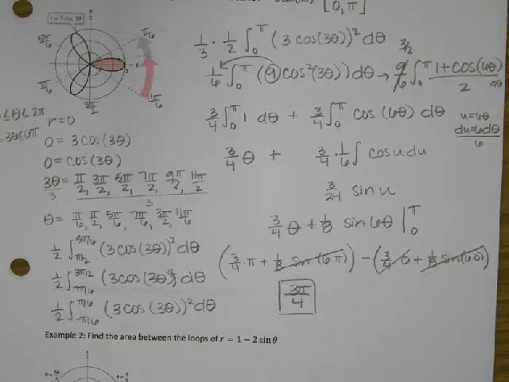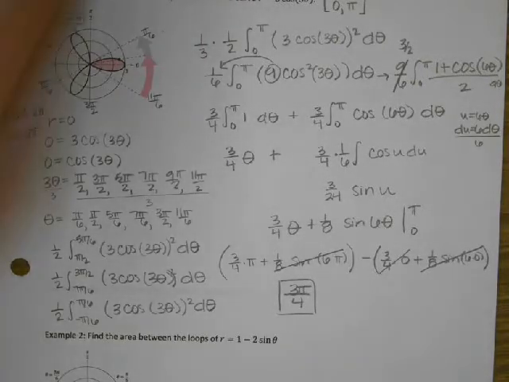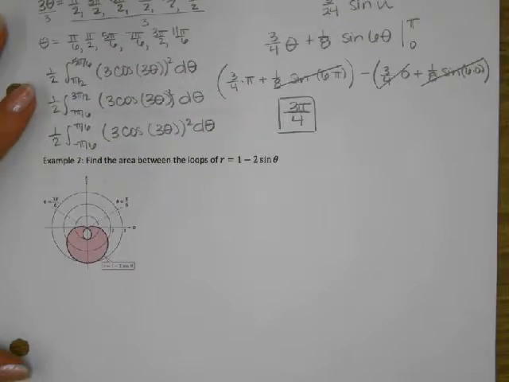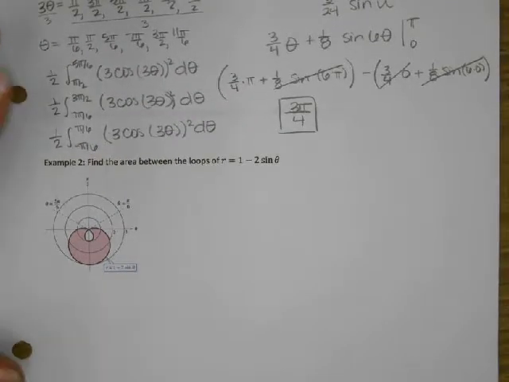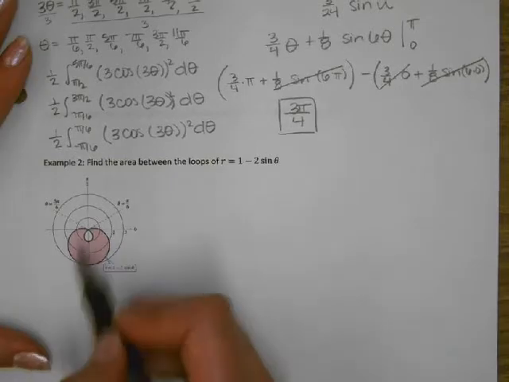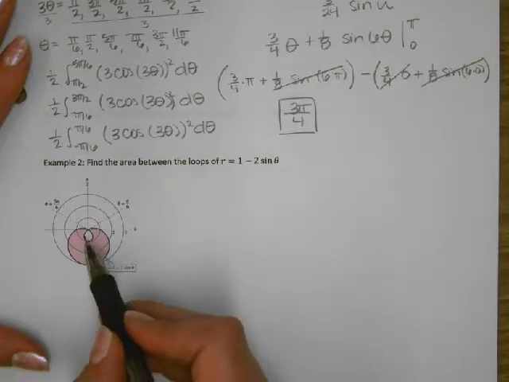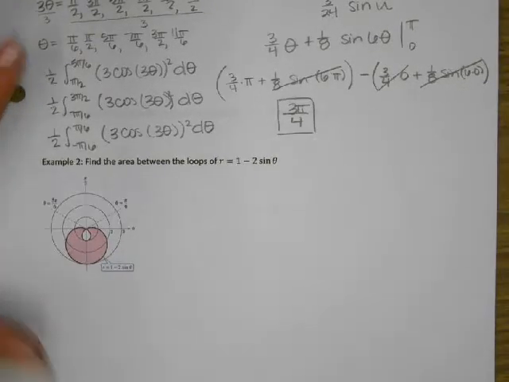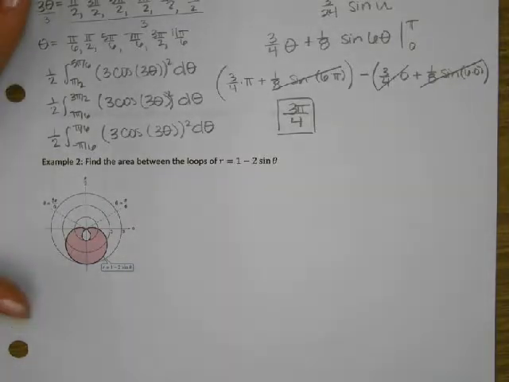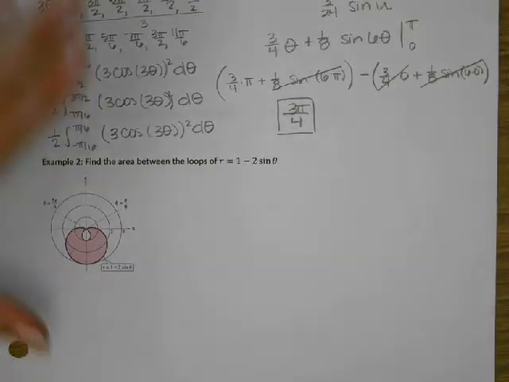All right, let's move on to example 2. That was a lot of work. It says find the area between the loops. So it doesn't want the whole shape. It wants just the area between the loops. So we have the outer loop and we have the inner loop. So first, for us to get an understanding of this problem, I want us to graph this in our calculator.